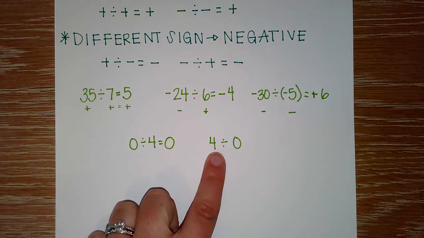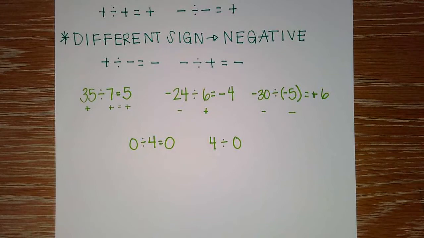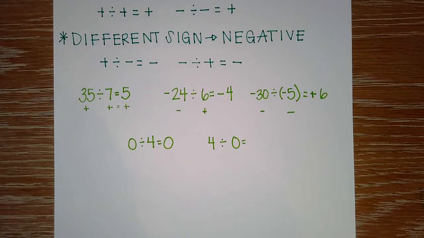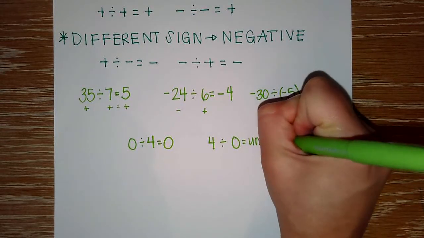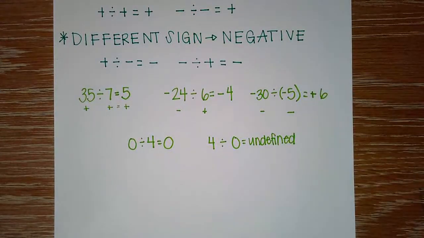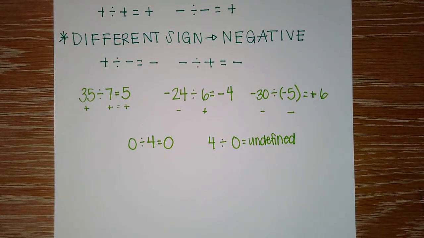For this one, 4 divided by 0, if I have 4 cookies and divide it by 0, that's not possible. I cannot divide by 0, okay? So when I have anything divided by 0, my answer will be undefined. We cannot do any number divided by 0. So that'll be undefined.